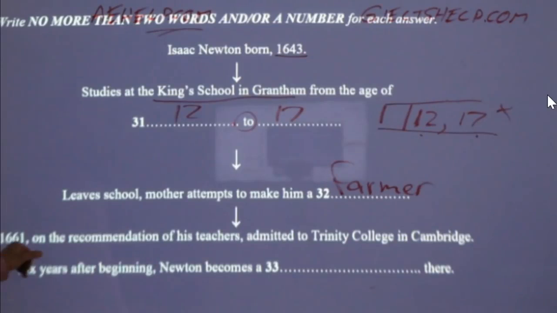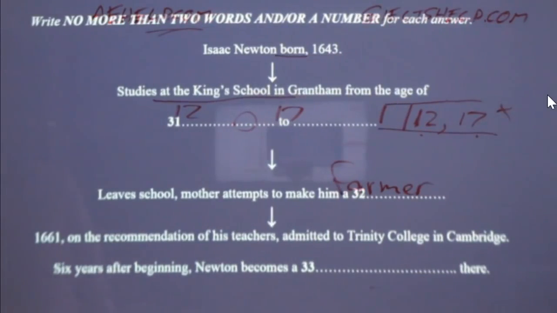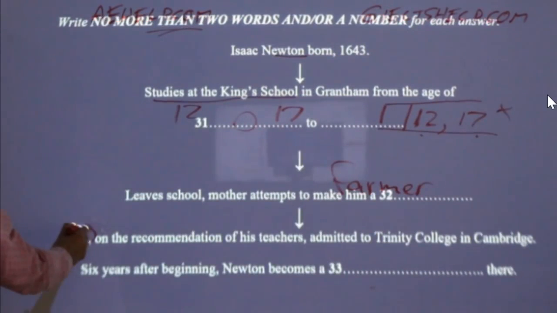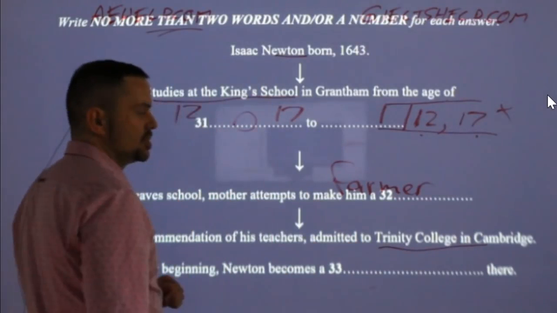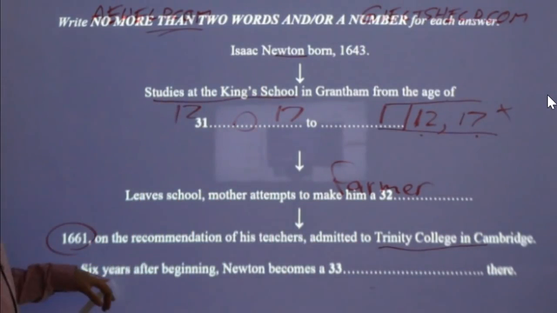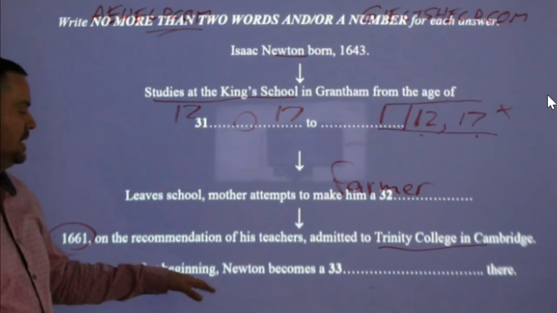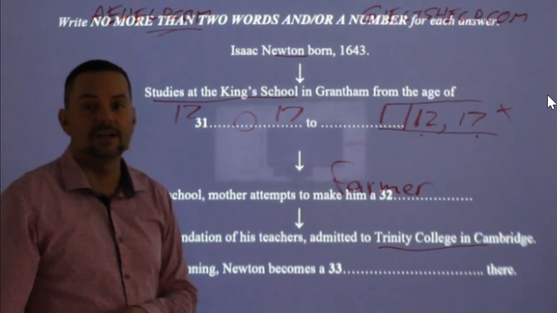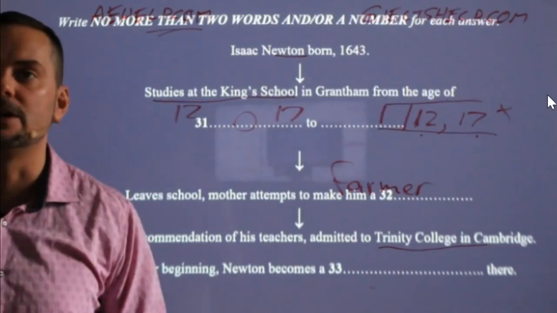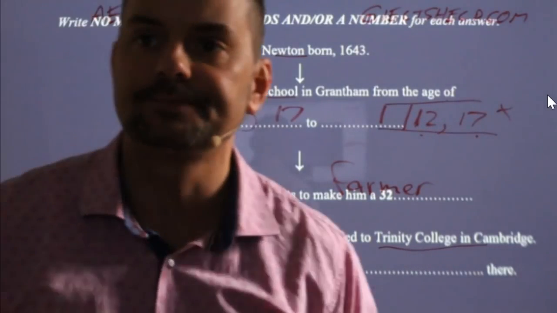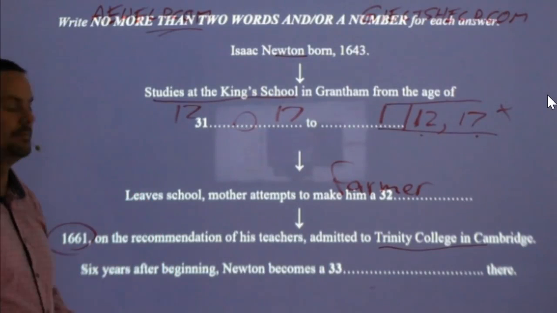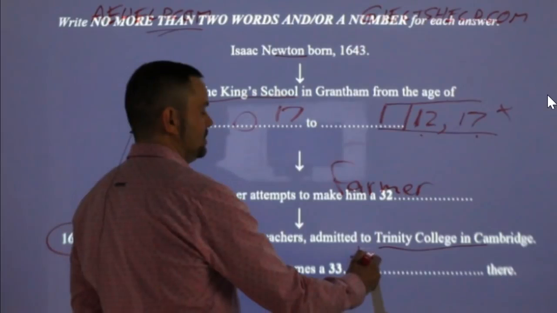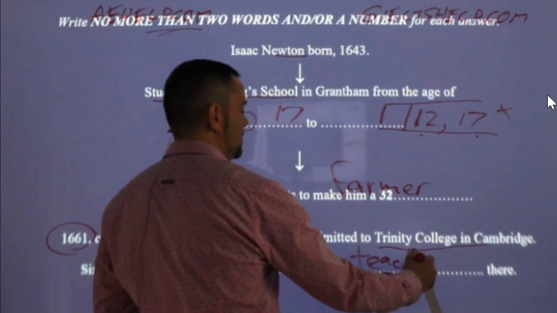Okay, and then we're continuing again here. You see the date 1661, so that helps you position in the audio. You see the name Trinity College, again, that helps you position. So 6 years after beginning, Newton becomes a what there? What does Newton become instead of the farmer? He becomes a teacher, and indeed he does. He becomes a teacher. Obviously, he's a very clever guy.